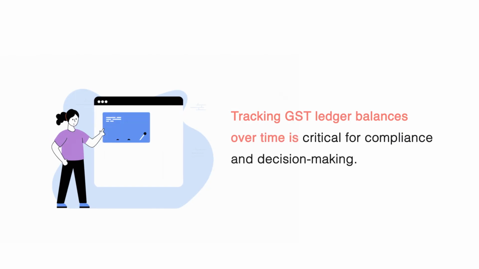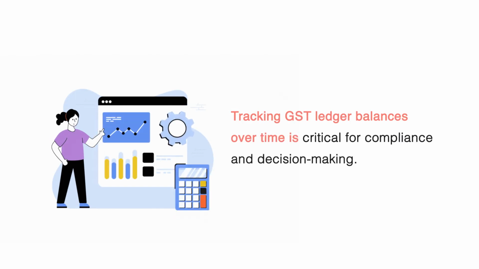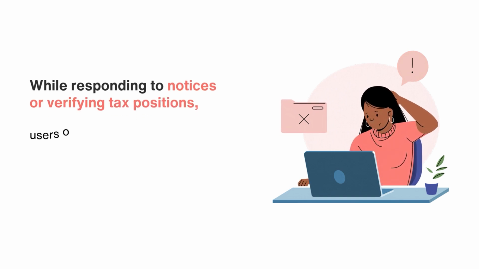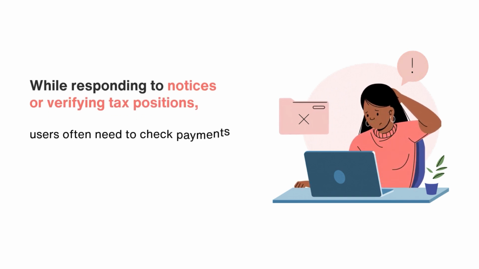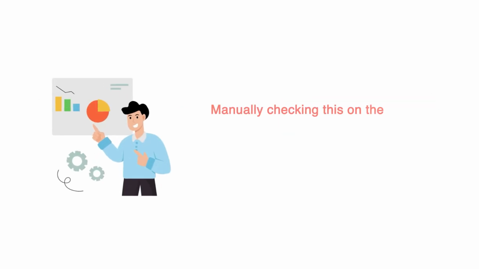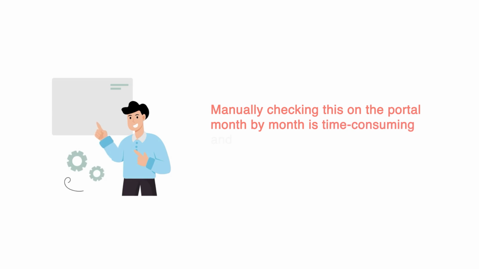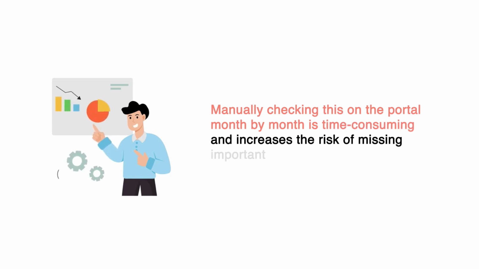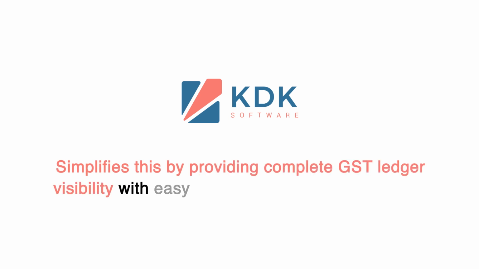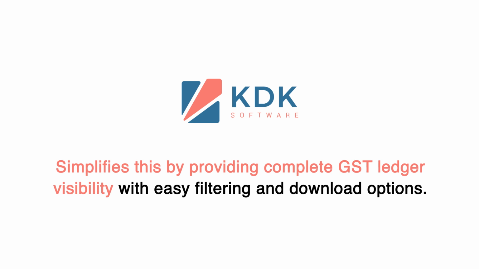Tracking GST ledger balances over time is critical for compliance and decision making. While responding to notices or verifying tax positions, users often need to check payments, liabilities, ITC utilization, and reversals across multiple periods. Manually checking this on the portal month by month is time-consuming and increases the risk of missing important transactions. KDK software simplifies this by providing complete GST ledger visibility with easy filtering and download options.